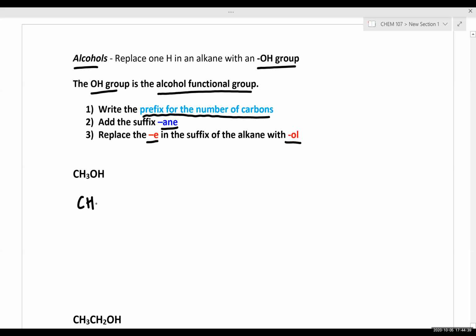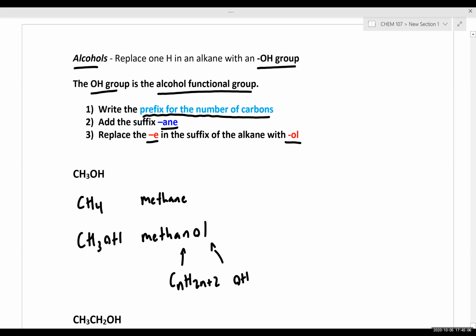So for example, CH4 would be named as methane. However, since we have an alcohol functional group, instead of methane, we name this compound as methanol, where this ane is telling us we have the form CnH2n plus 2, and this OL suffix indicates we have an alcohol functional group. Does that make sense to everyone? So we replace the E in our ending with the OL suffix.